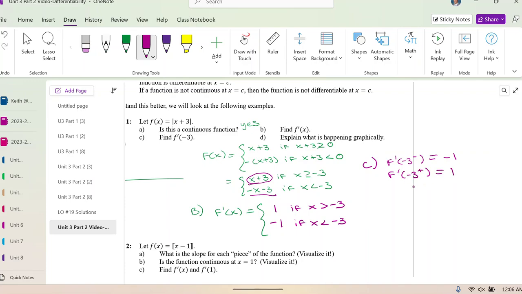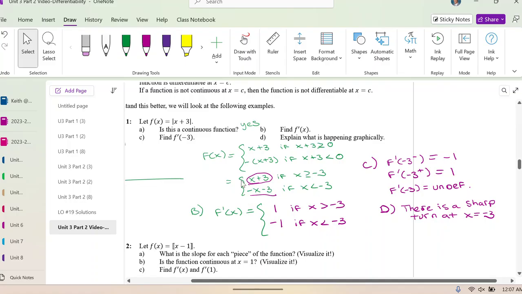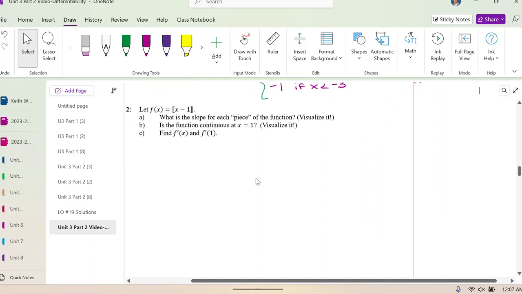So therefore, since they're not the same, it means f prime of -3 is undefined, or does not exist. And graphically, what's happening is there is a sharp turn at x equals -3. So that's what it means when it's not differentiable. All right, we'll skip number 2.